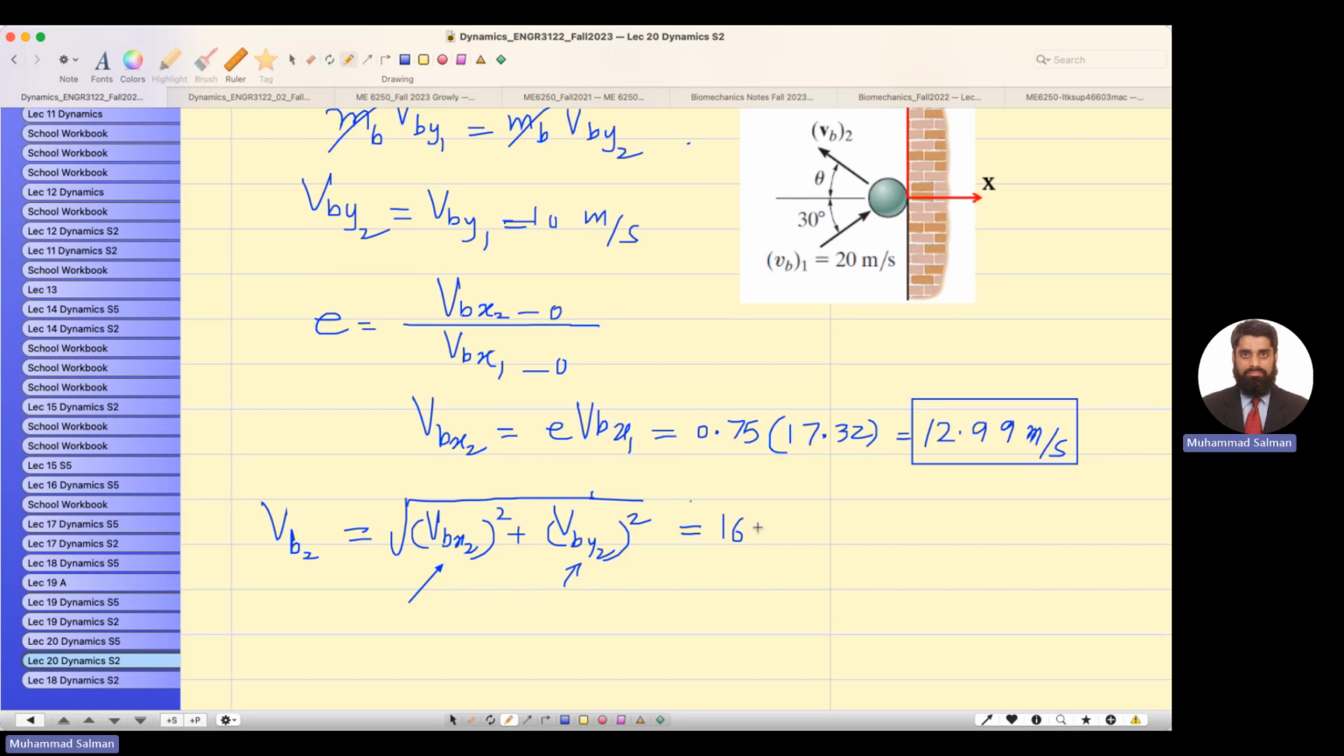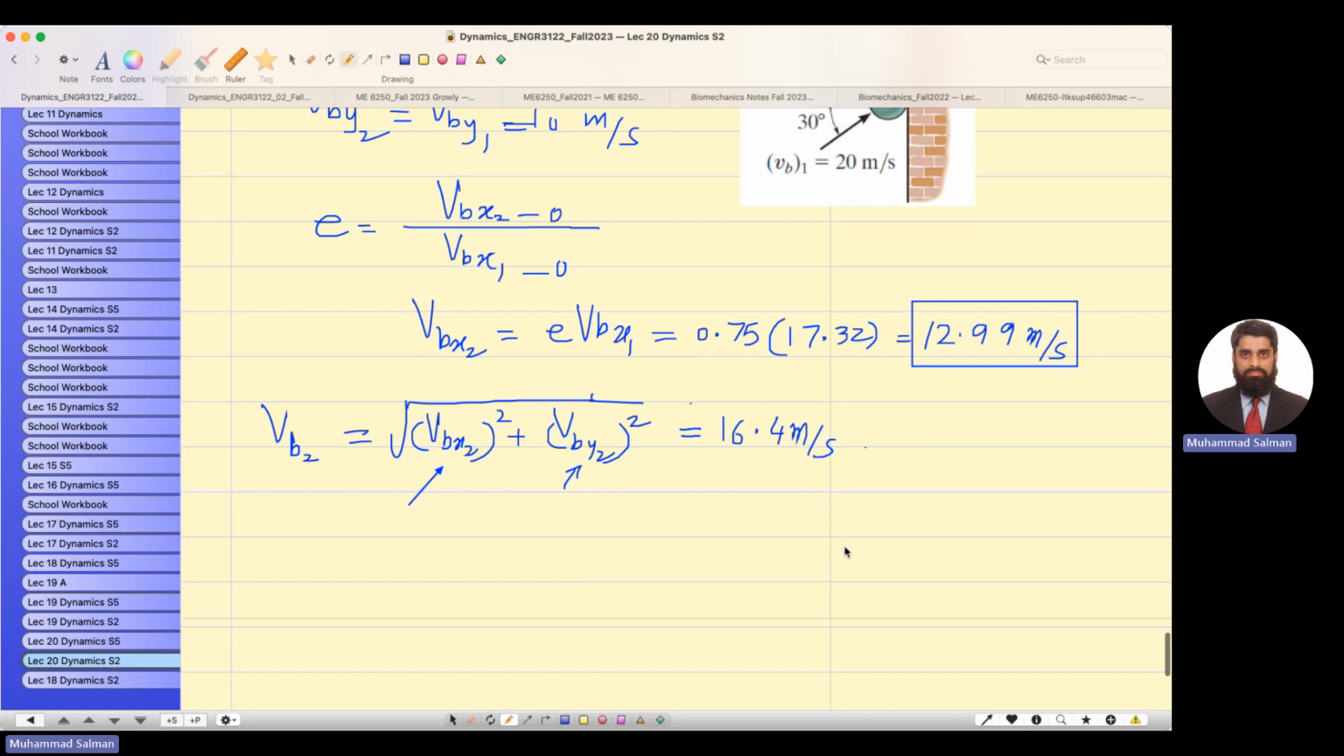Do you get 16.4 in your calculators? You agree? This block, that block, that block. All right, now we are happy that we have found the magnitude.